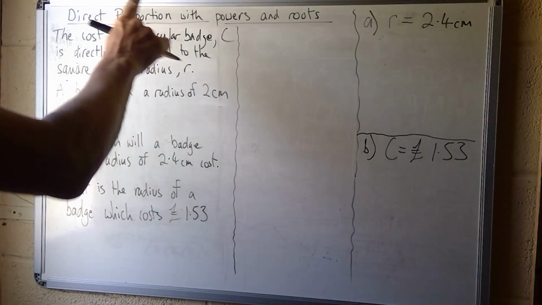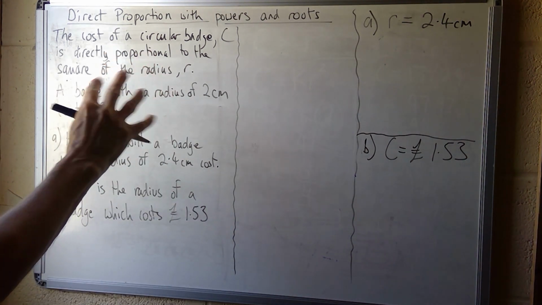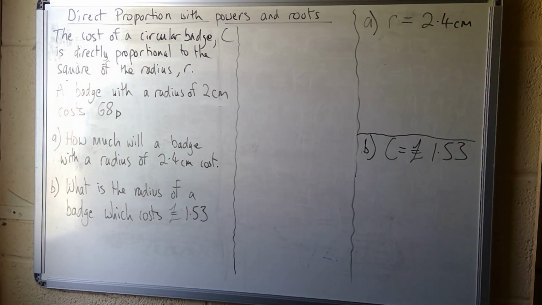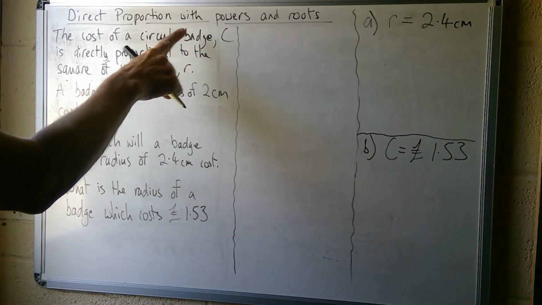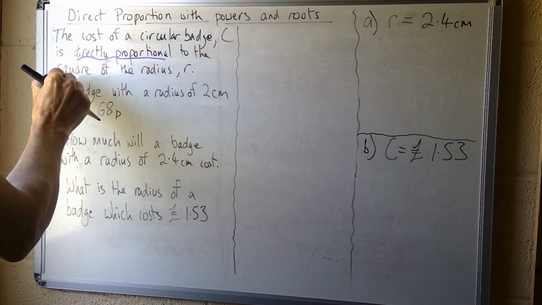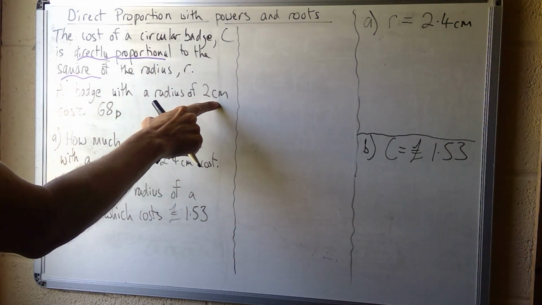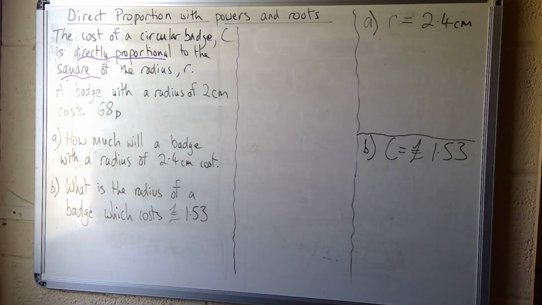Okay, today we're going to look at direct proportion with powers and roots. Similar to direct proportion techniques you may have used in the past, but slightly more advanced as we may have powers and roots in there. Let's read the example. The cost of a circular badge is directly proportional to the square of the radius r. A badge with a radius of 2 centimeters costs 68p, and then there's some follow-up questions.